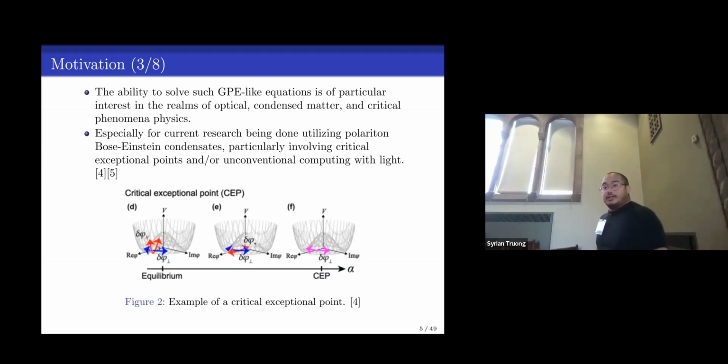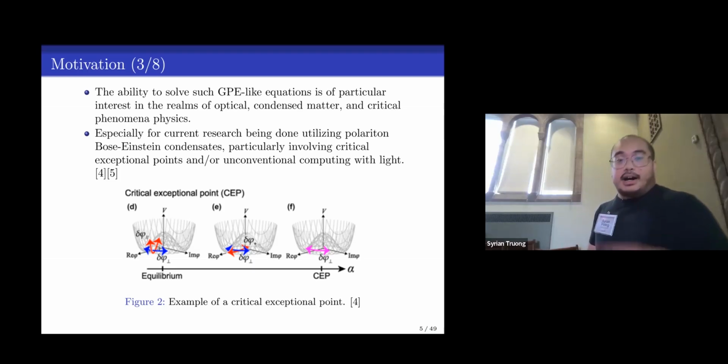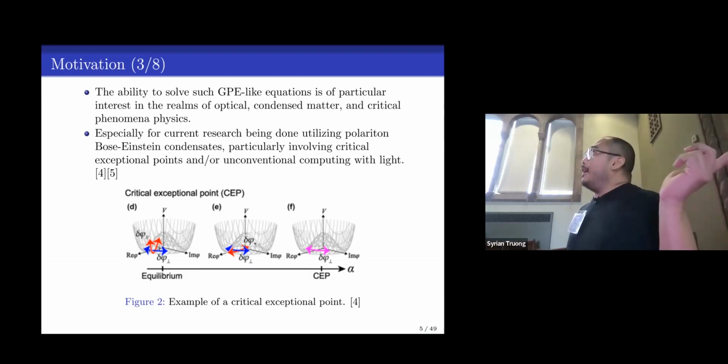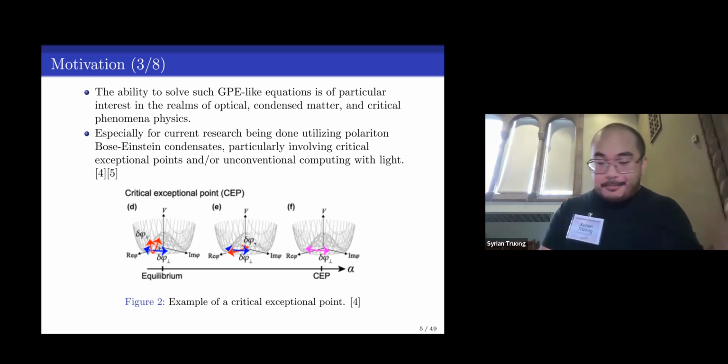Okay, so these GP-like equations are useful for a variety of fields: optical, condensed matter, critical phenomena physics. But in particular, we care about current research being done utilizing exciton-polariton Bose-Einstein condensates, in particular looking at trajectories going through, in, or around the vicinity of a critical exceptional point, and/or unconventional computing with light, as you saw before with, say, polariton Bose-Einstein condensates interacting and creating some hybrid analog computing systems. Here's a picture of a critical exceptional point, which I'll explain on the next slide. It's a figure from a paper in my advisor's group.